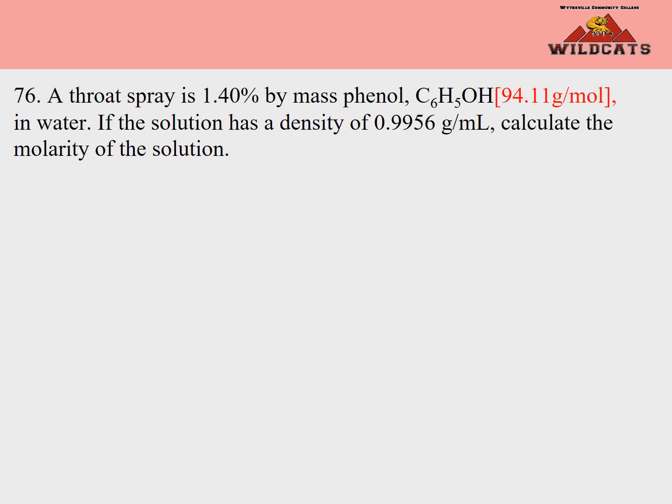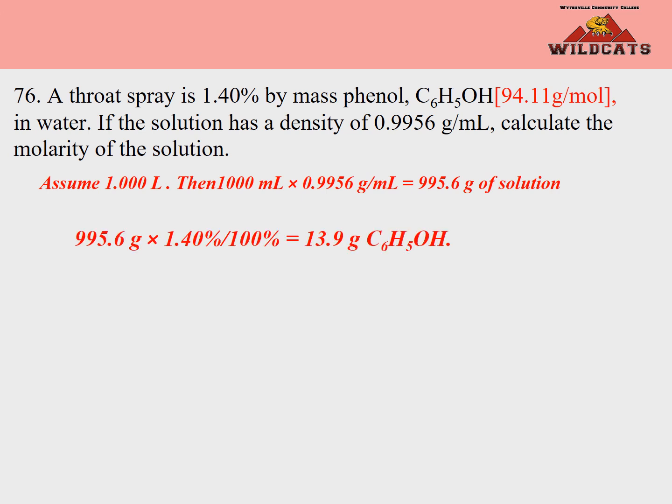Let's see, a throat spray is 1.40% by mass phenol, so I'll give you a molar mass of phenol. If the solution has a density, calculate the molarity of the solution. Well, molarity is per liter of solution. So we assume 1 liter, then that's 1,000 milliliters. We multiply it times the density of the solution, which tells us that 995.6 grams of solution. The phenol is 1.4% of that. So there should be 13.9 grams of phenol in it.